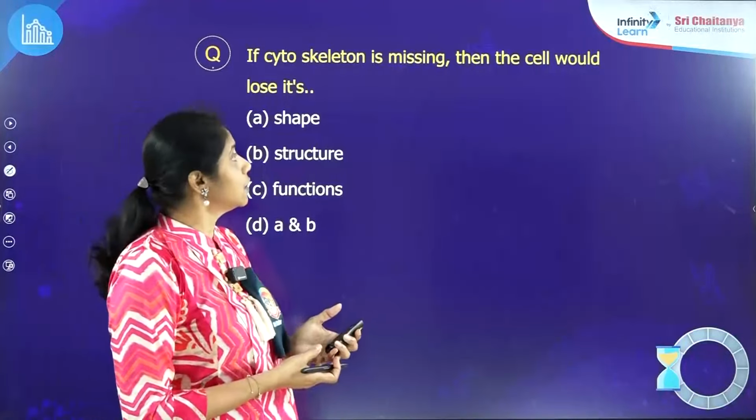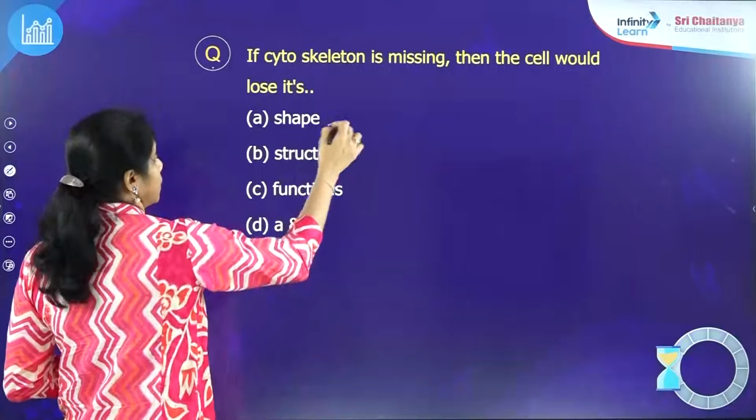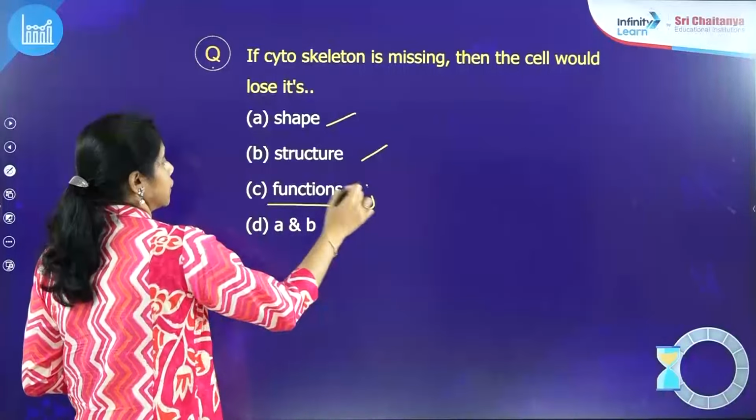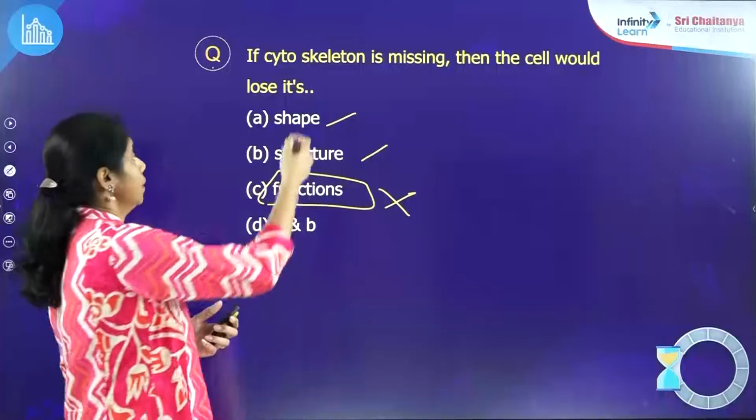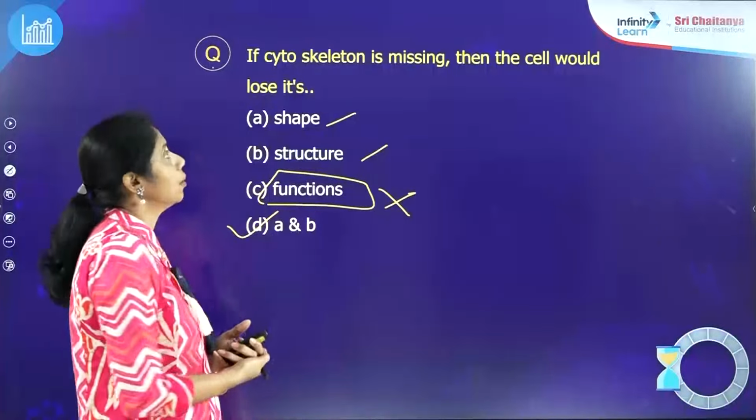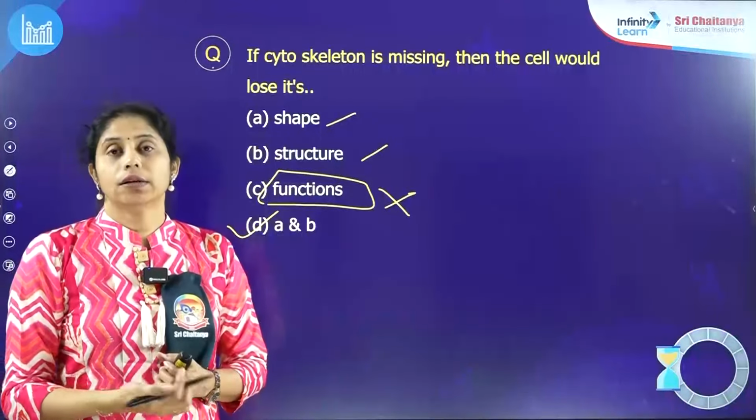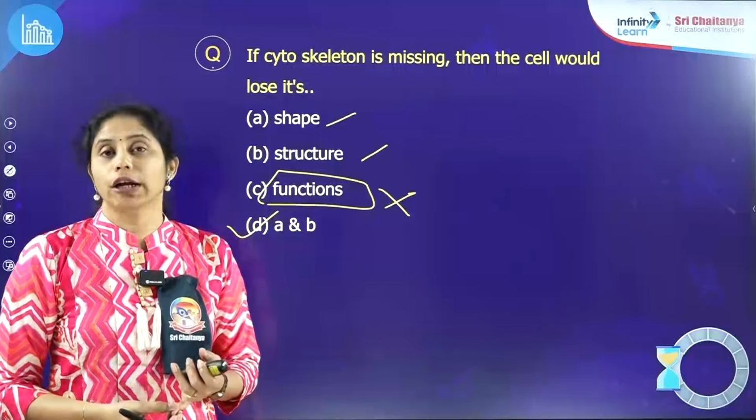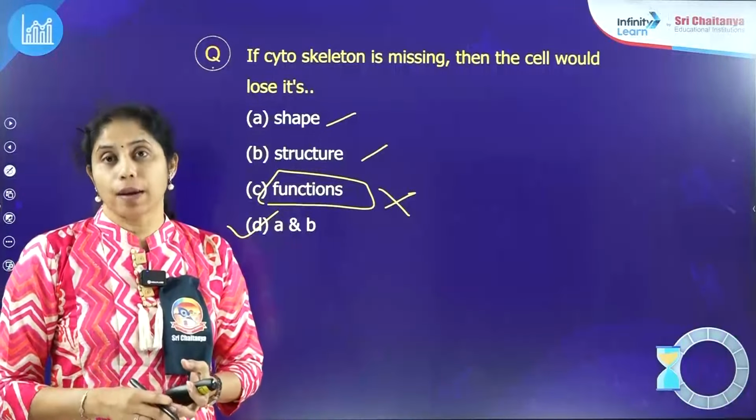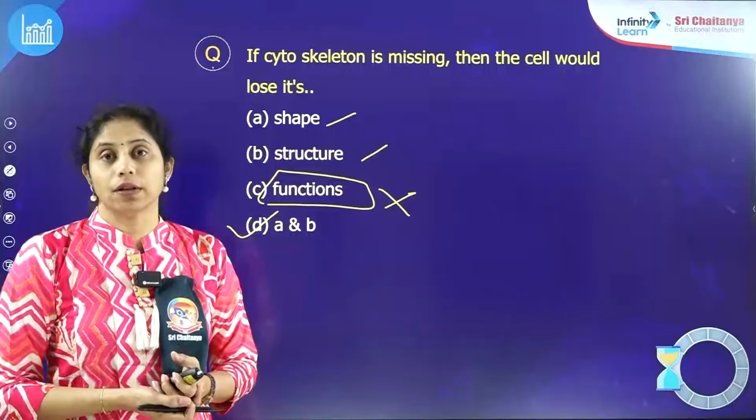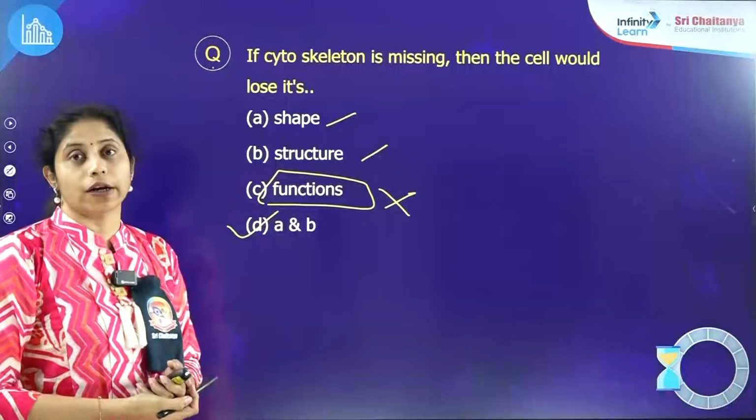If the cytoskeleton is missing, then the cell would lose its shape and structure, not the functions. So for this question, the answer is that shape and structure will be altered if the cytoskeleton is not there. In the NCERT, cell motility, maintenance of the shape of the cell and mechanical support are the three functions given. So shape and structure will be altered if the cytoskeleton is missing.